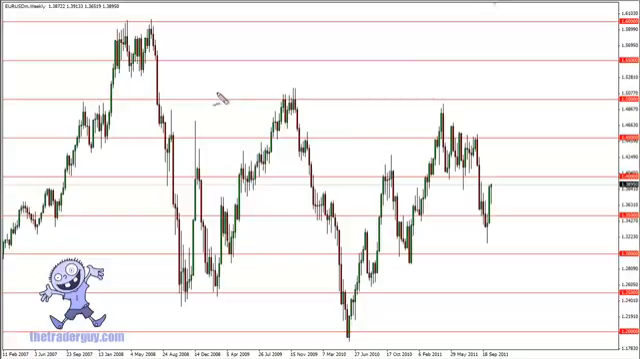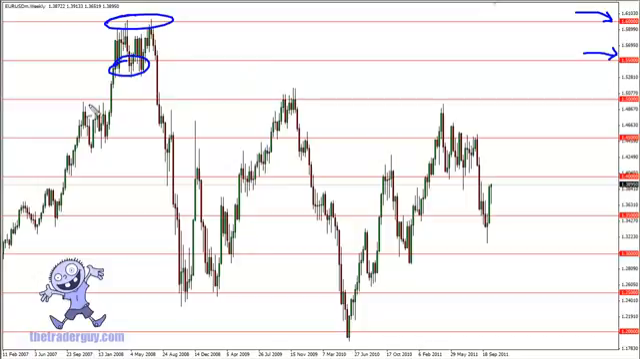I should also state that these lines are zones. They're not to the pip. They're just basic areas to look for selling pressure, buying pressure, whatever the case may be. As you can see, at 155, we definitely had some support there, while at 160, we definitely had some resistance on the euro dollar weekly.